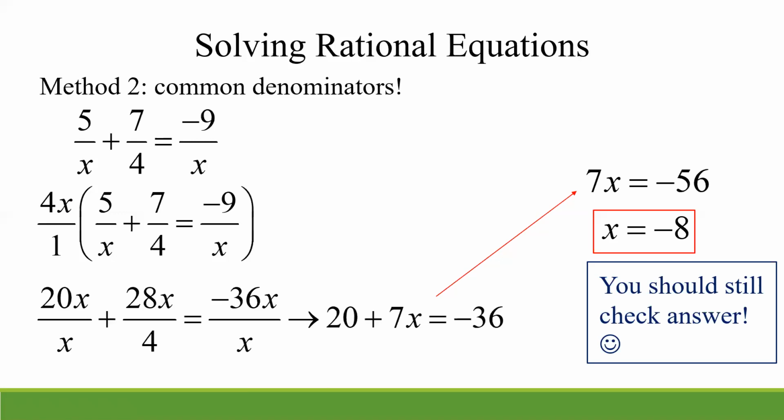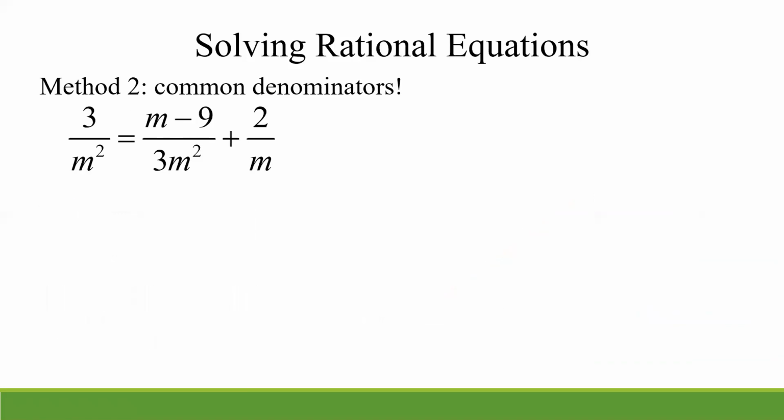So you find your common denominator of all the fractions, you multiply through by that, and watch your math and your distributing. It'll simplify out to something very straightforward to solve, and then you go from there. And this will check the answer. Let's do one more of those.